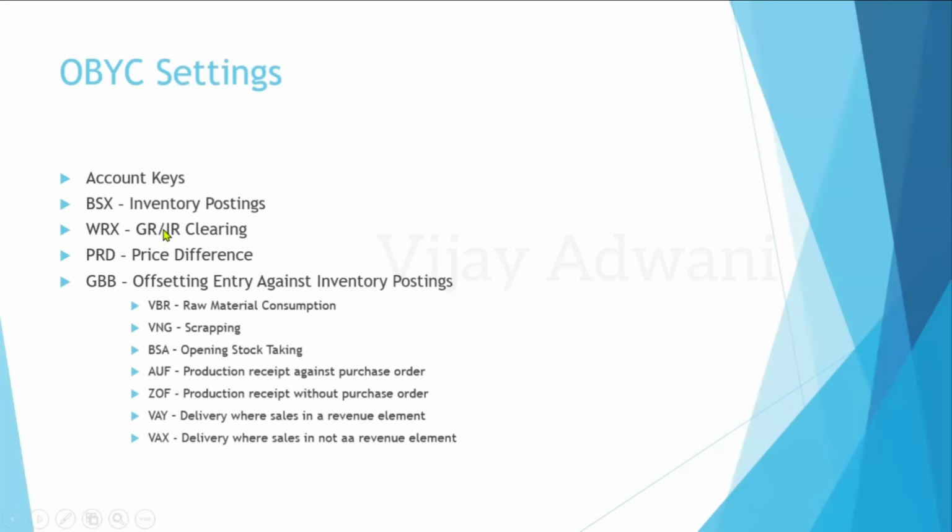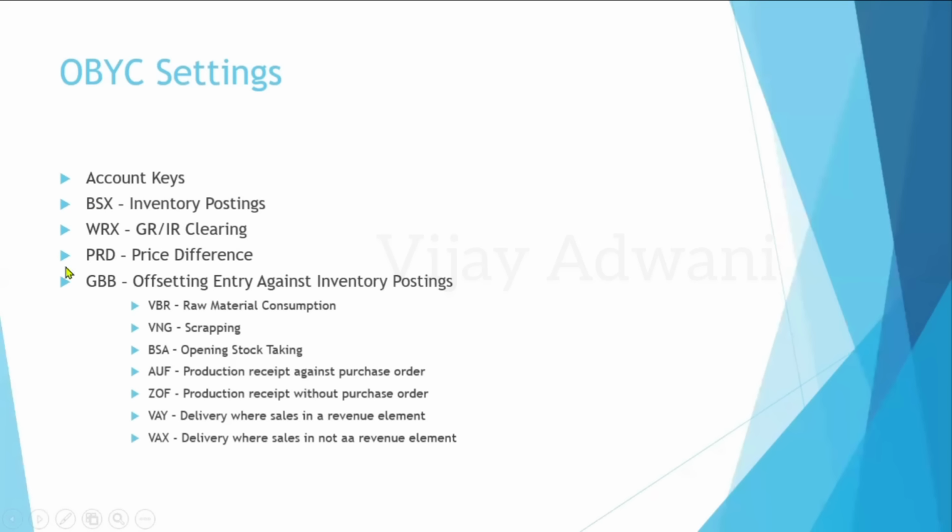If any difference is there at the purchase order level, between the price at the purchase order level and at the goods receipt level, or any difference between the purchase order level and at the invoice receipt level, there is a difference in price, then that account key is PRD. So against PRD we will associate a GL. In the similar manner, any offsetting entry against the inventory postings, let's say the inventory came in, but once the inventory is consumed, it will go through the account key VVR, raw material consumption.